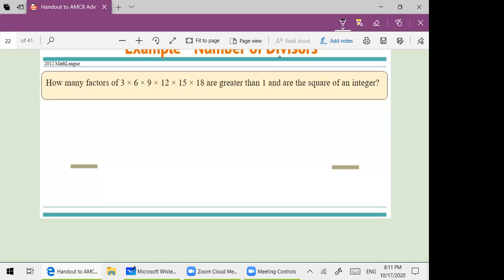Okay, so I'll give a hint. The prime factorization of this is 2 to the 4th times 3 to the 8th times 5.